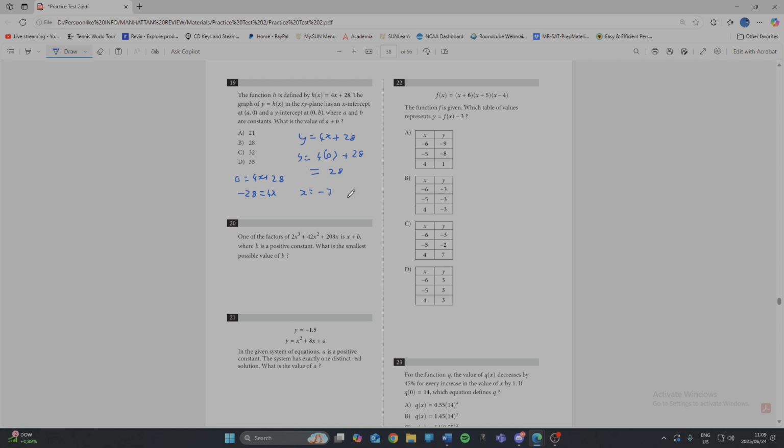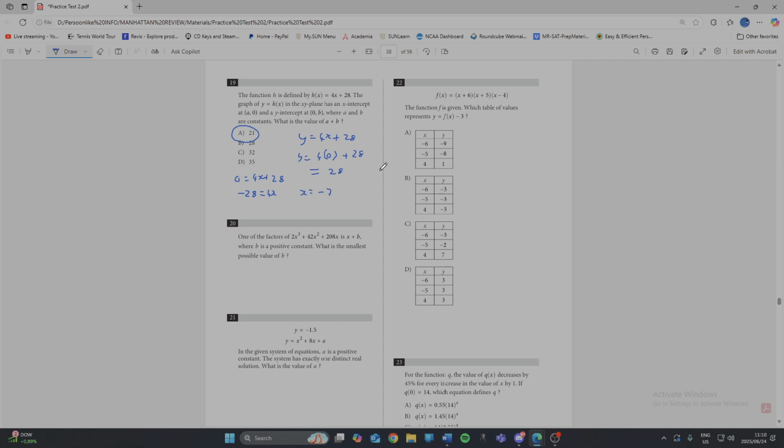So now our x-intercept is negative 7 and our y-intercept is 28. Now they're asking us what is the value of these two added together. So 28 plus negative 7 would be 28 minus 7, which would give us 21.